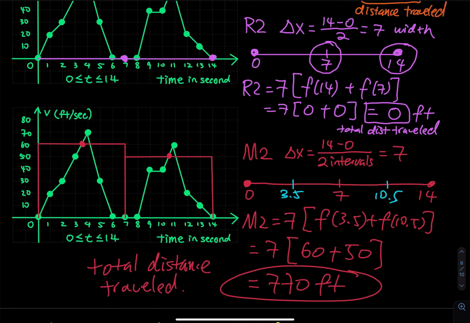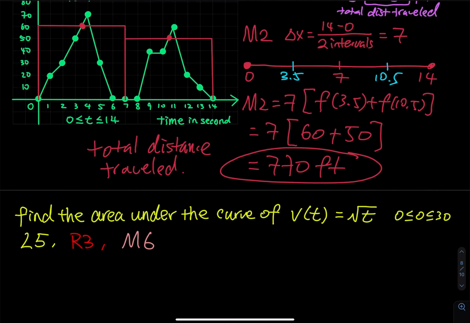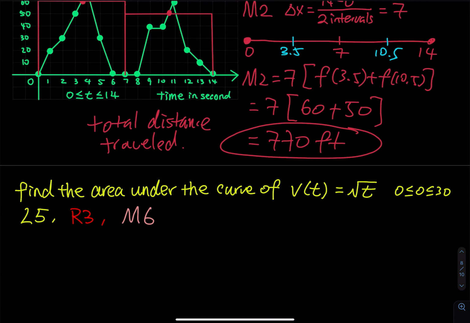All right. Okay, I want to do one more problem, and then we will end this video. So I'm looking for the area under the curve of this velocity function, a square root function, where t is between 0 and 30. Let's just do the math, no graph or anything else.